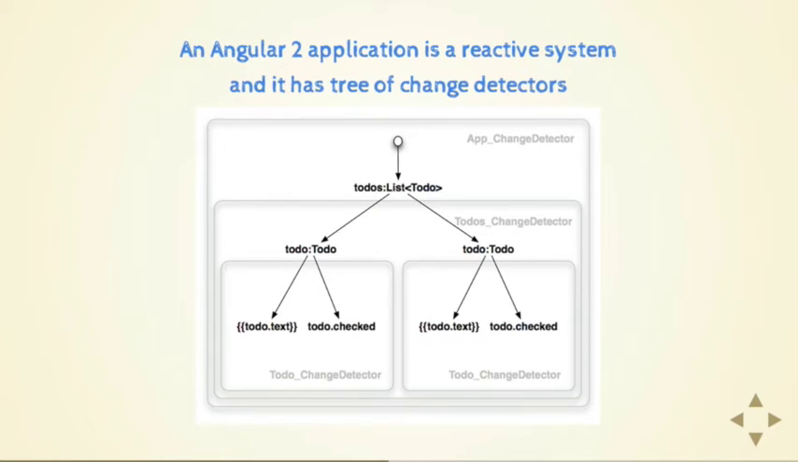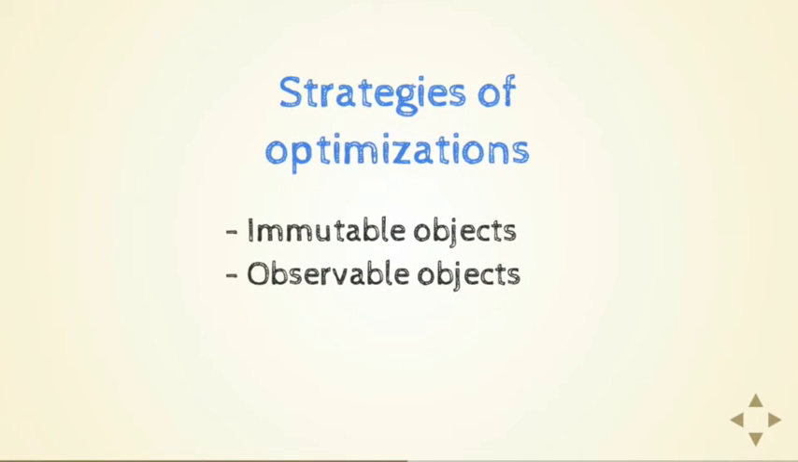And for the performance of this simple checking, the core team promised that 100,000 simple change detections take a few milliseconds, but it's also platform dependent, but it's a very big improvement for the performance. But also we could apply some strategies that could optimize this change detection, and we could use inside the Angular framework immutable objects and observable objects. And these strategies also could minimize the number of change detections from O(n) to O(log n).